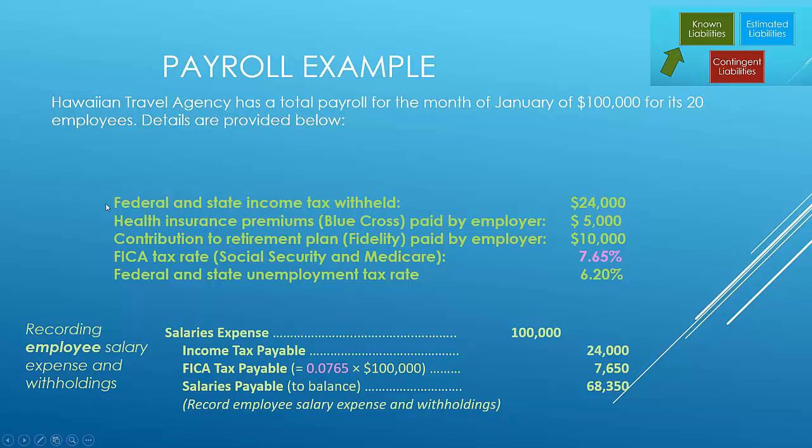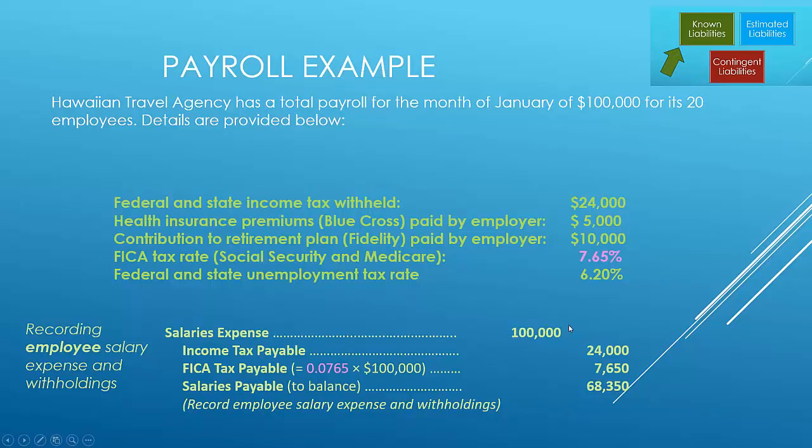Okay, so their federal and state income taxes that are withheld, that they have to withhold on behalf of the government, are $24,000. They may pay some health insurance premiums to keep you insured, and they may also help match or pay into a retirement fund for you. I've just given you some examples here. And then here's a FICA tax rate for Social Security and Medicare that they're required to pay, as well as unemployment. So what does the journal entry look like?